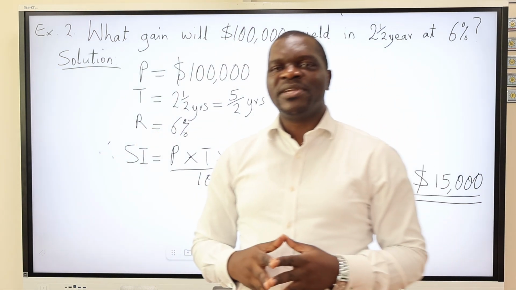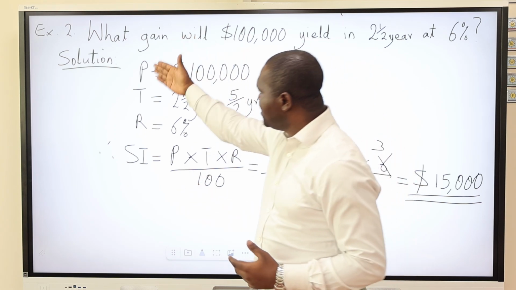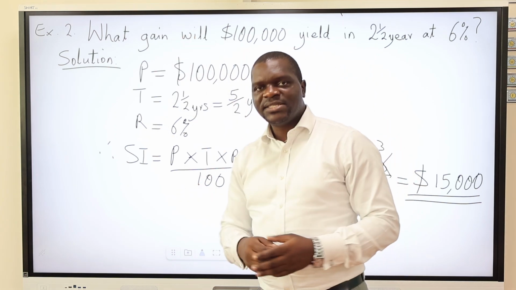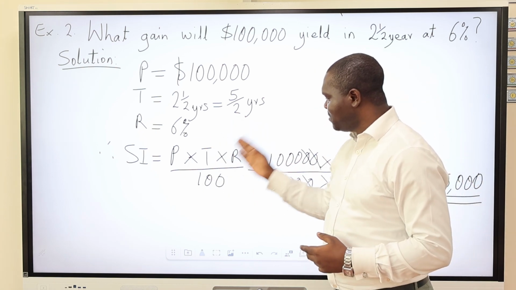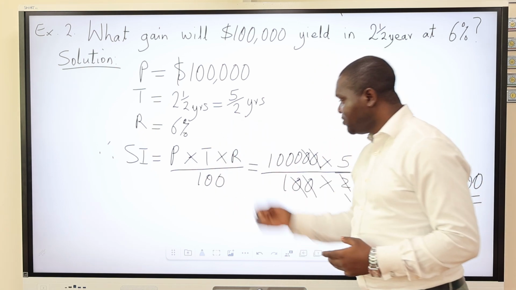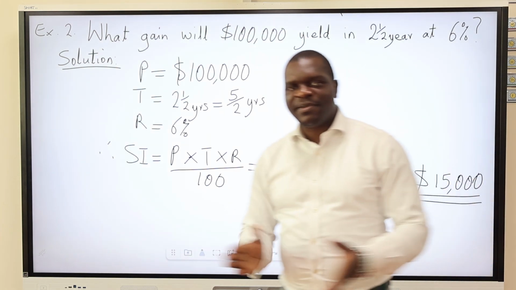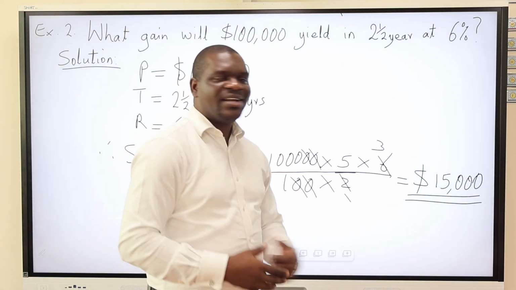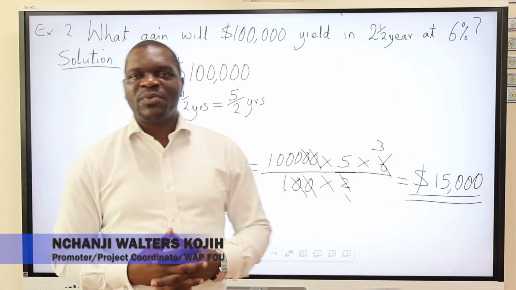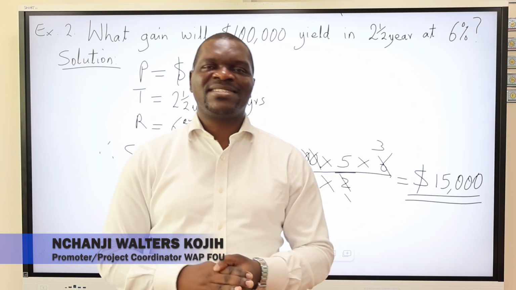So to calculate the simple interest, simply identify the principal, the time, and the rate. Then multiply across or state your rule, which is principal times time times rate, divided by 100. You substitute, simplify when necessary, and multiply across to have your answer. This is what we had for you today as far as simple interest is concerned.